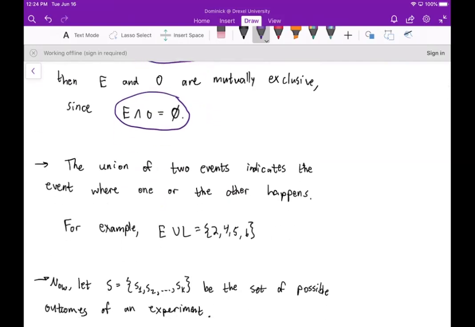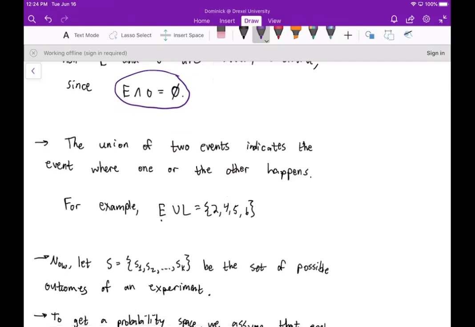Now, the union of two events would indicate the event where either one or the other, or I guess technically both, would happen, right? So if you take E union L, then of course we could have 2, 4, 6, and we could have 4, 5, or 6. So that's where you're seeing all those numbers sort of appear there.